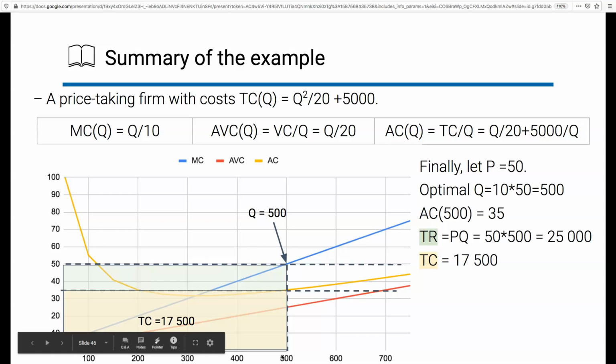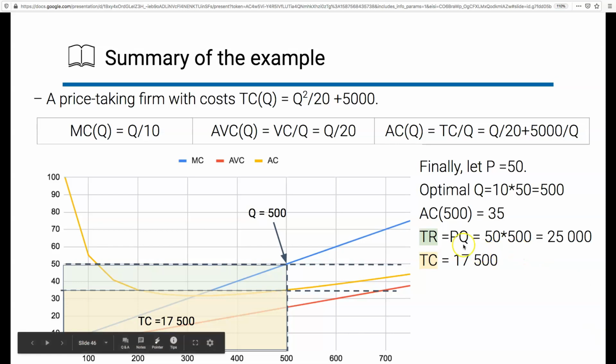17,500, and it's also a rectangle because 35 is the vertical side. This is how much we spent per unit on average. We sell 500 units, so we spend a total of $17,500.